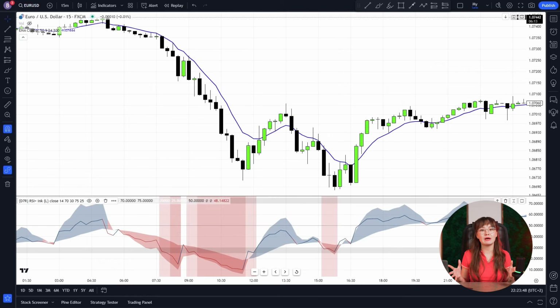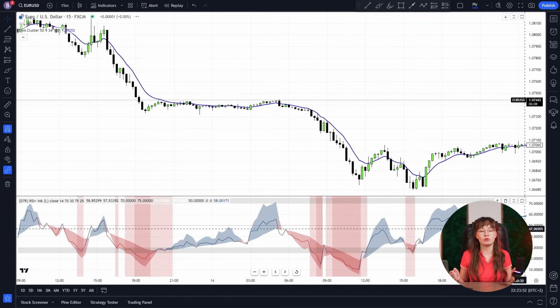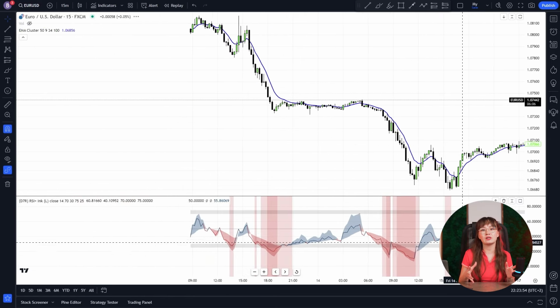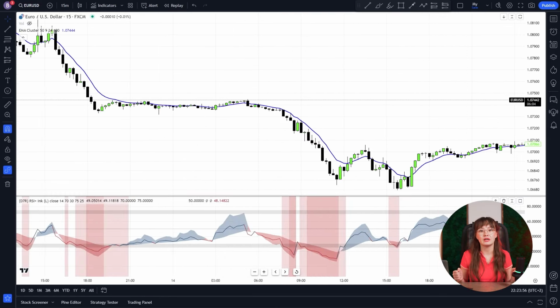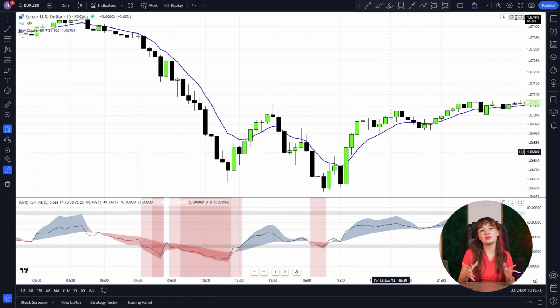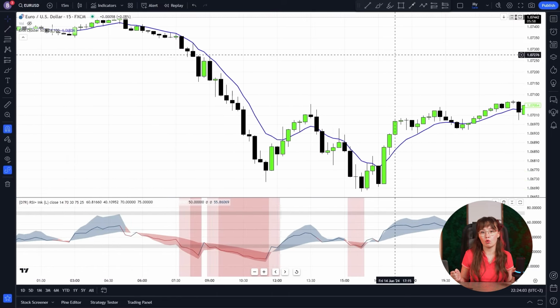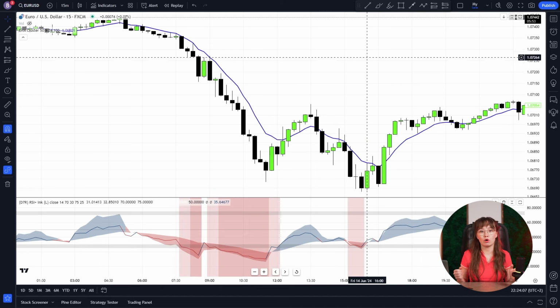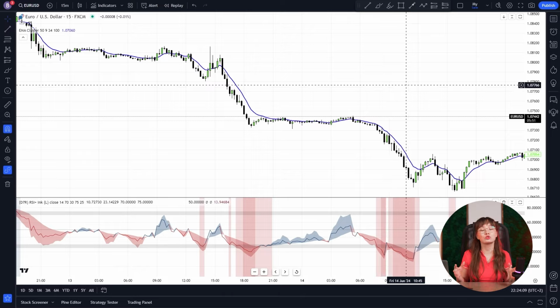RSI provides two types of signals. The first is divergence. This is when the chart moves in one direction and the indicator line moves in the opposite direction. The second signal is overbought and oversold zones. If the RSI line moves up into the overbought zone, it means it's time to sell. When the line is in the oversold zone, it's a signal to buy.